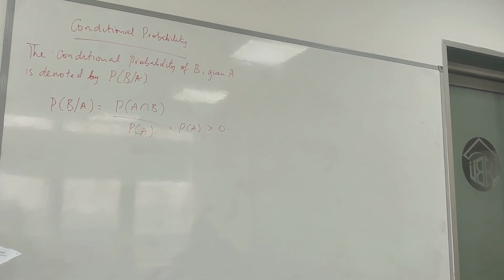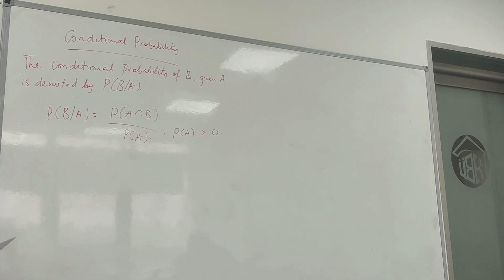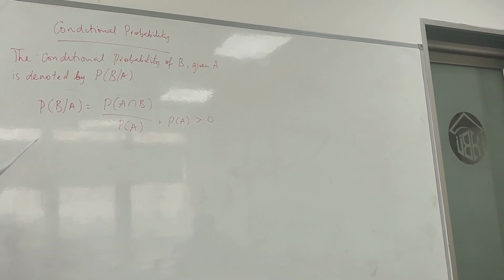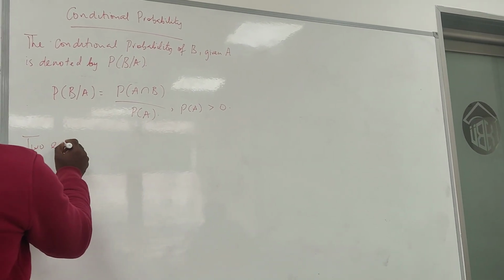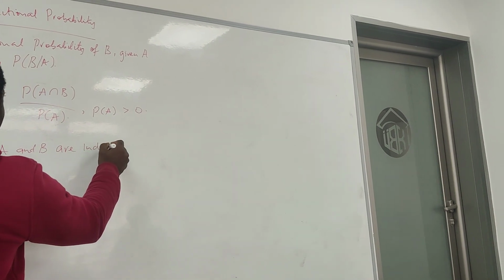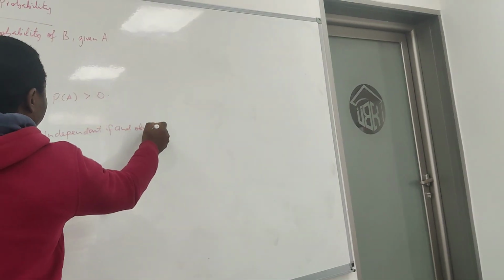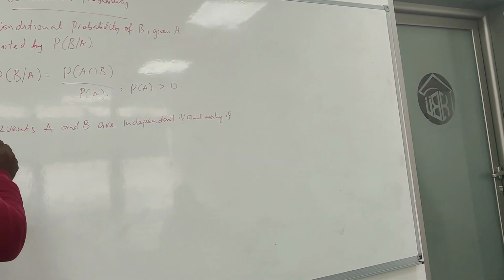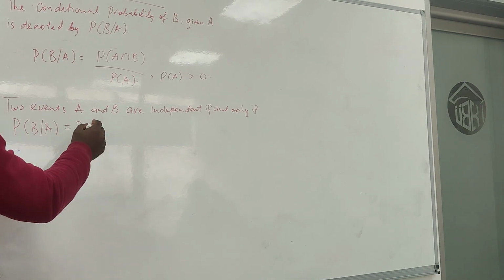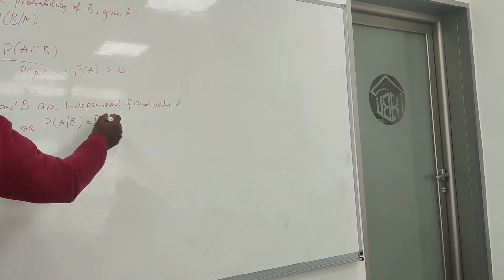Now, two events A and B are independent if and only if the conditional probability of B given A is equal to the probability of B, or the conditional probability of A given B is equal to the probability of A. That is, two events A and B are independent if and only if the conditional probability of B given A is equal to the probability of B, or the conditional probability of A given B is equal to the probability of A.